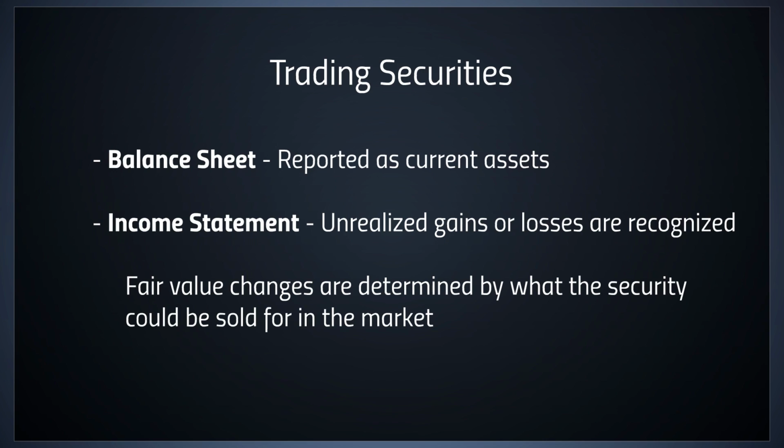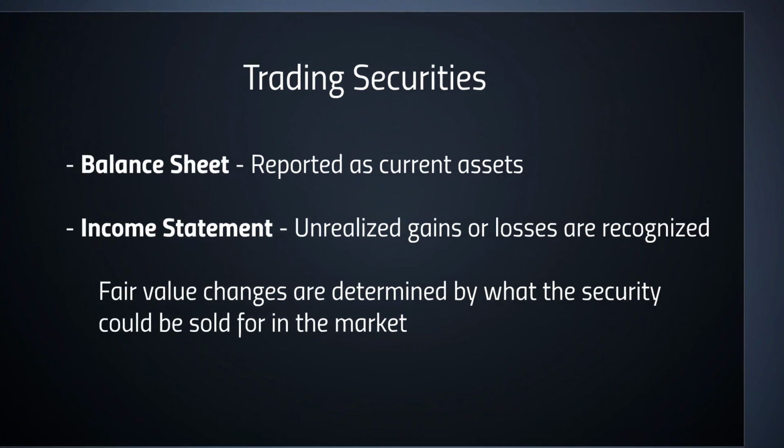Let's take a look at the accounting for trading securities. On the balance sheet, we're going to report these as current assets since, as we said, these are only short-term type of investments. We're also going to post any unrealized gains or losses to the income statement. Now, these are paper gains and losses. We haven't actually sold the security and realized those gains or losses as of yet. The way we come up with the gain or loss is by looking at the fair value, or the amount that we can sell the security for in the marketplace.